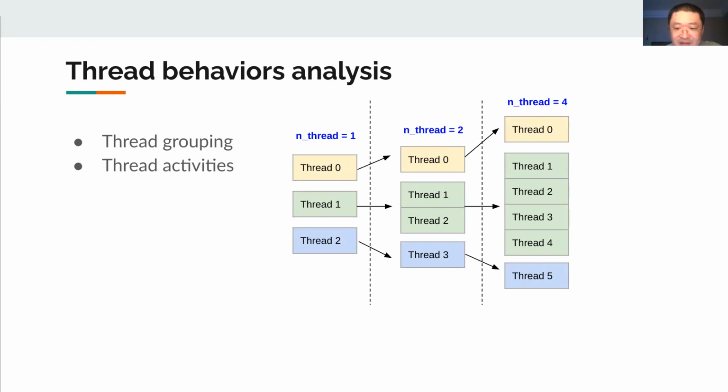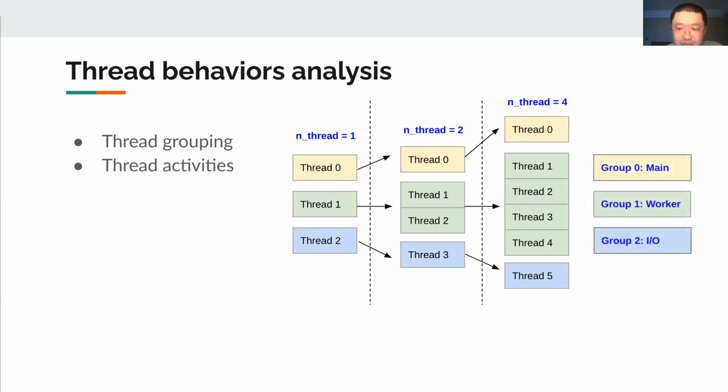For example, in this figure, there are 3 groups, which are main, worker, and IO. Main group and IO group always have 1 thread of each, while the number of worker threads is determined by the input parameter n thread.